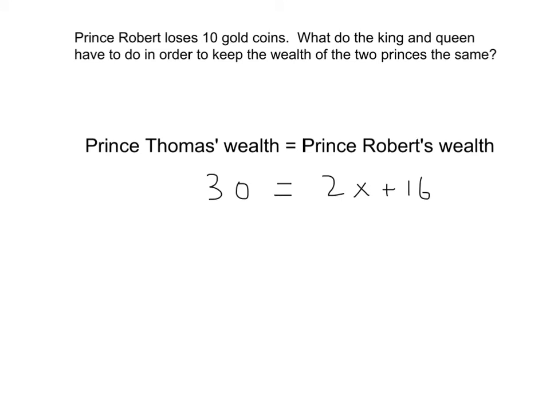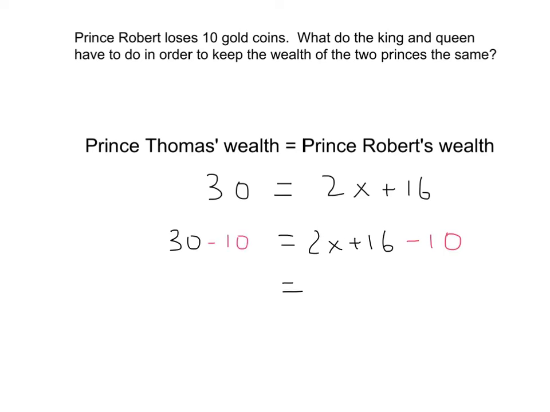Prince Robert now loses 10 gold coins. What do the king and queen have to do in order to keep the wealth of the 2 princes the same? Well, if Prince Robert is going to lose 10 gold coins, in order to keep the wealth the same, Prince Thomas is going to have to lose 10 gold coins. Let's show that. Prince Robert has 2x plus 16, and then he loses 10 gold coins, so we can subtract 10. We have to do the same thing for Prince Thomas if we want these 2 princes to have the same amount of wealth. So that would be 30 gold coins minus 10.